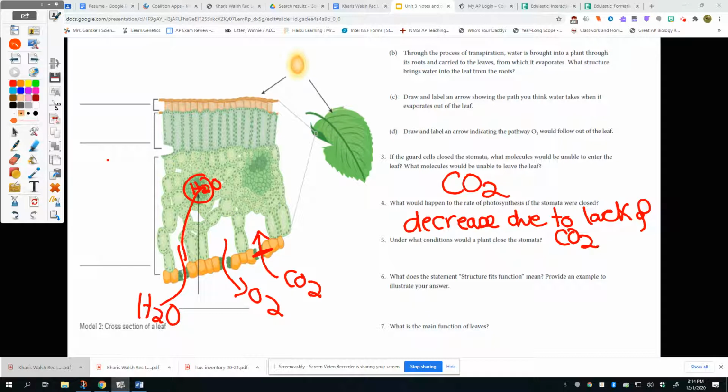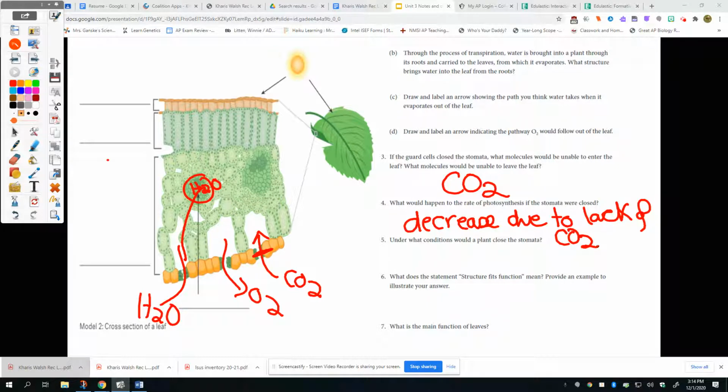And under what conditions would a plant close its stomata? Well, let's think about this. You might say, maybe it has too much CO2 on the inside, possibly. Or maybe it's trying to keep oxygen. I'm going to go ahead and tell you the plant isn't going to try and store oxygen within itself. It doesn't want to keep all that oxygen because it has an adverse effect that we'll talk about much later.